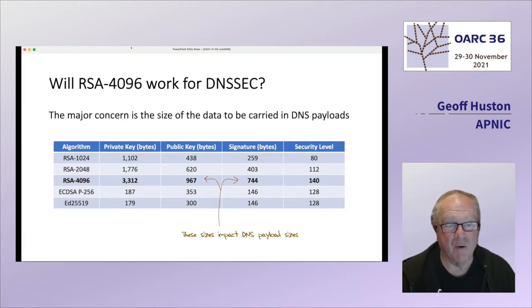Certainly, RSA 4096 is big. The private key is, of course, massive, 3,300 bytes. But the things that impact the DNS are actually the public key and the signature. And again, as you see there, they're both pretty large. The public key is up to a kilobit, the signature 744 bits. So, you know, you're paying a penalty for that degree.